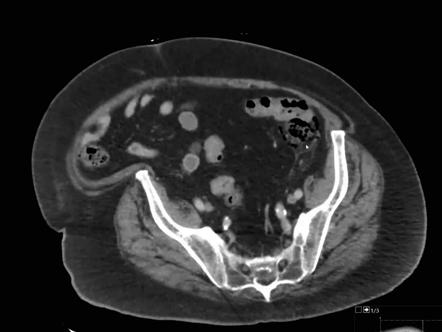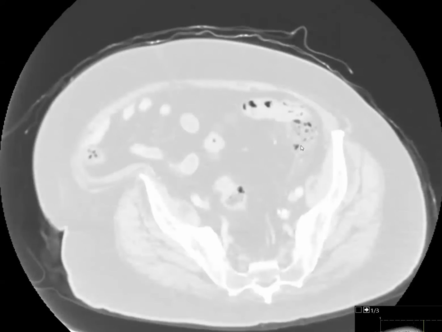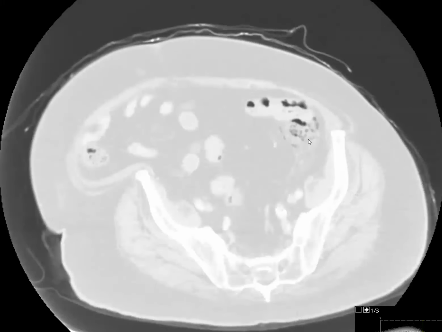If you go back down here around the sigmoid colon where there is this localized area of air and some heterogeneous density, this is the area of perforation. To look at it better, it's important to change the window to lung windows. And in the lung windows, you can see material there. So this is all stool that is outside the loop of sigmoid colon here. Better seen on the lung window right there.